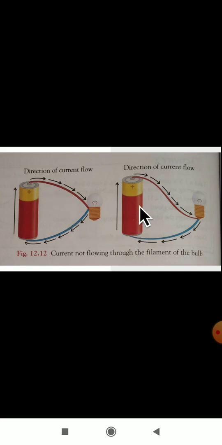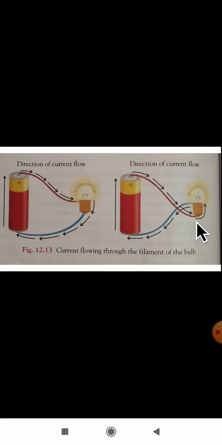In the next one, the positive and negative wires have again both joined to the filament base, which we call the base terminal. Here also the bulb doesn't glow. Next, if you connect the positive terminal to the holder and the negative terminal to the base, then the bulb will glow.